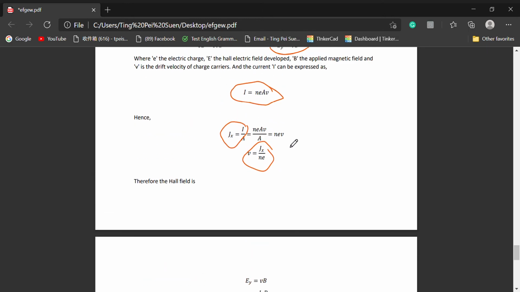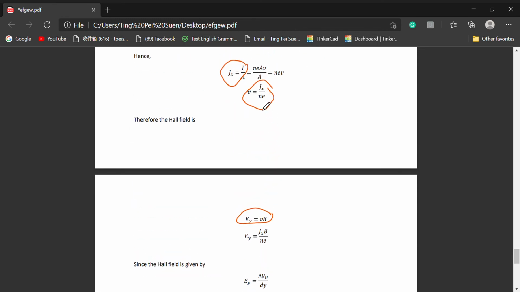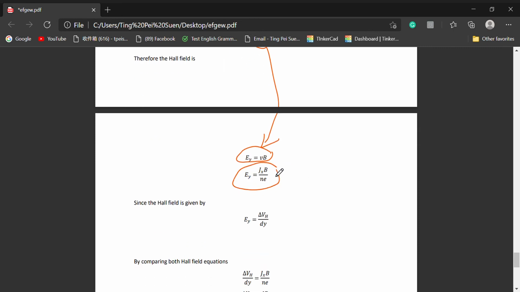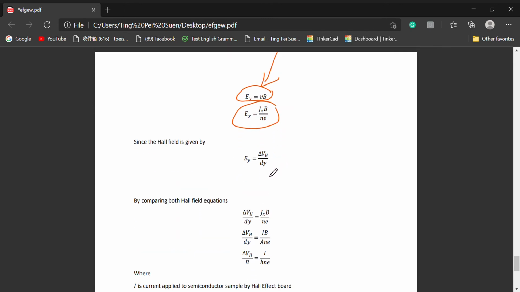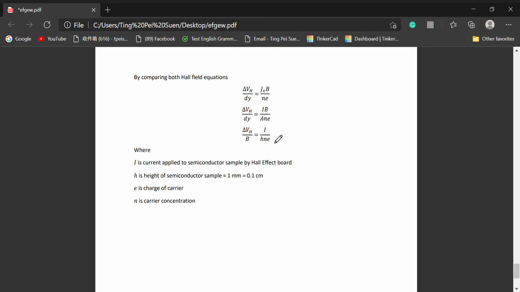The Hall field which we get from above is E equals vB, and we substitute the drift velocity into the equation, and we will get the Hall field equals E equals JB divided by ne. Besides that, the Hall field is also given by another equation, which is E equals Hall voltage divided by dy. By comparing these two formulas, we will get the final formula which we're going to use in this experiment, which is V_H divided by B equals I divided by Hne.